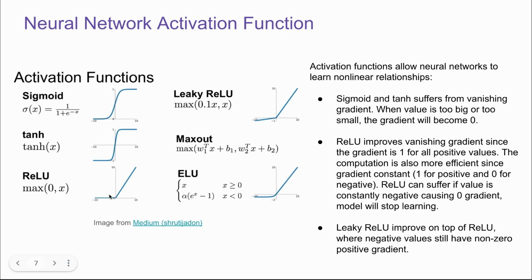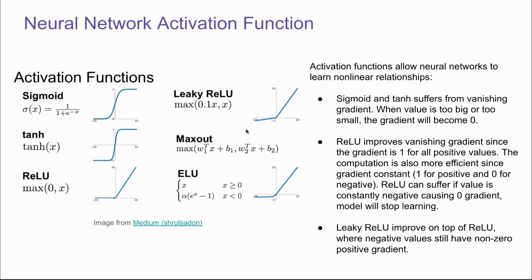ReLU improves the vanishing gradient problem since the gradient is 1 for all positive values. The computation is also very efficient since the gradient is constant. It's 1 for positive and 0 for negative. However, ReLU can still suffer if the value of the model is constantly negative, causing 0 gradients. Then the model will stop learning, similar to the vanishing gradient problem.